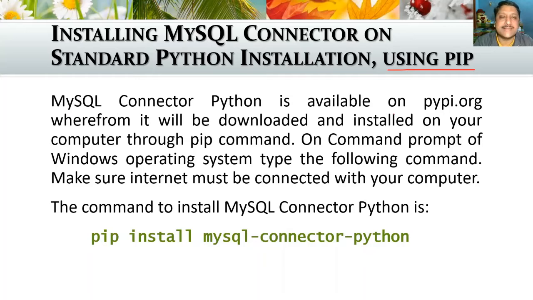MySQL Connector Python is available on pypi.org. This is a website where you will find all the installation libraries, from where they can be downloaded and installed on your computer through the pip command. But we need not go to this website. We have to give some commands, known as pip commands, on the command prompt.